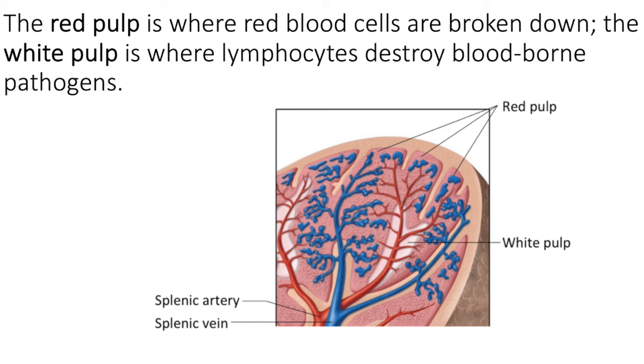So when old and defective red blood cells get to the spleen, the red pulp of the spleen is the location where those old red blood cells are broken down, removed, recycled, so that they don't remain in your blood. So the spleen is very straightforward, two very specific functions and some pretty straightforward anatomy.